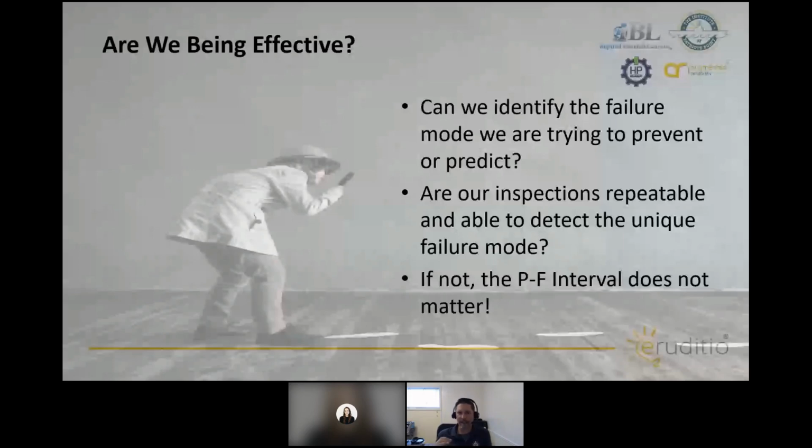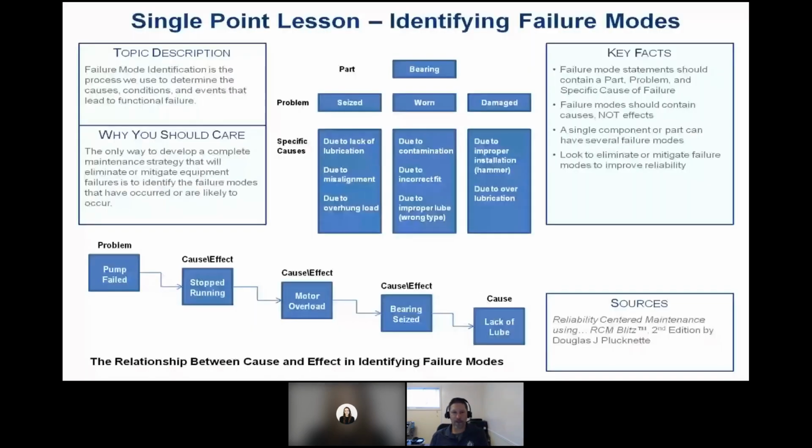All right. So we got to get detailed. We got to get to the failure mode level again. Now, just in case people are not familiar with the failure mode, I'm going to break it down the way I typically do, and I want to look at the part, problem, cause. So a bearing, for example, there may be multiple problems we can experience with a bearing. It might be seized, worn, damaged, corroded, and so on and so forth. Each one of these problems could be driven by a number of different causes. For example, if it's worn, it could be due to contamination, incorrect fit, wrong lube type, and so on and so forth.